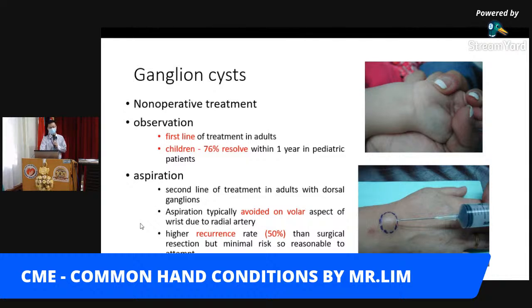But bear in mind that aspiration can provide temporary relief because you keluarkan dia punya, the akar masih ada di sana. This is how we tell the patient, because we didn't tie the stalk. Tempat dia keluar punya, kita tak tie lagi. So we aspirate, there is a possibility that it will come back. Higher recurrence, that's what we call.